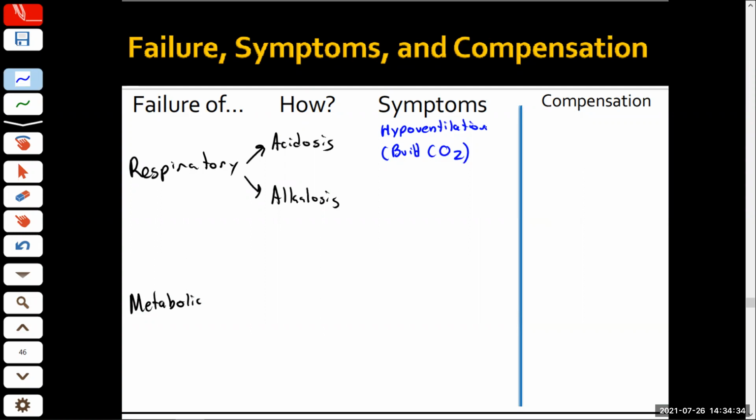Okay, so let's flip this here. Respiratory alkalosis. They're not holding onto their CO2. What are they doing instead? They're blowing it off too much. Blow off CO2.